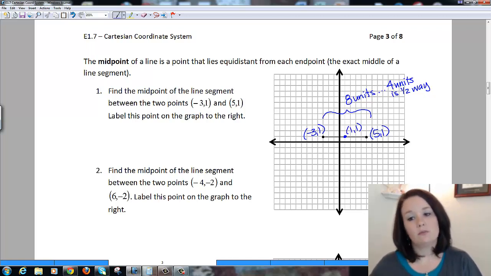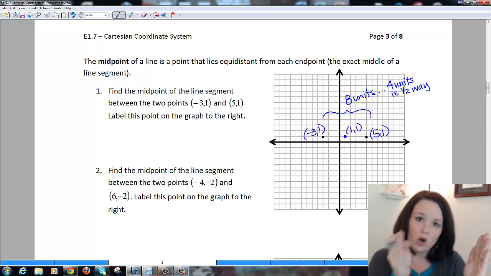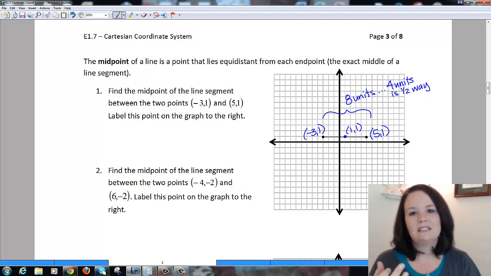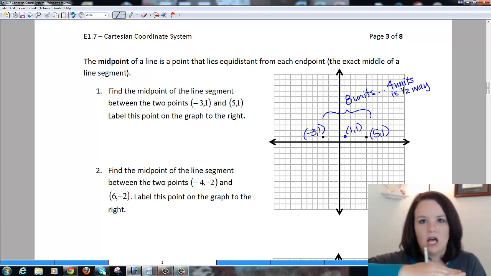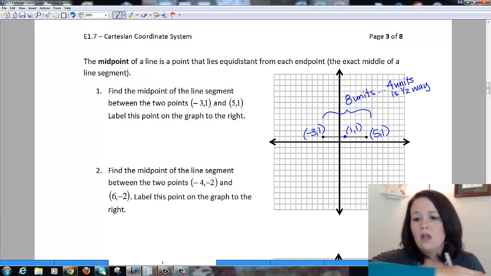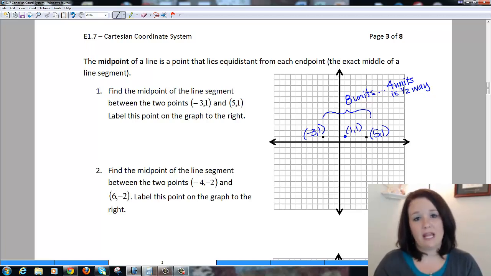Okay, so what I want to point out is we can find it by finding the distance and then just starting from your first point and counting over that distance and figure out what that point is. Or, like I said before, we can average the two values. Now notice this is a straight line that's going straight through the same y value. This whole line is going through the y value 1. So that's not going to change if it's on the same line. What is going to change is my x values.